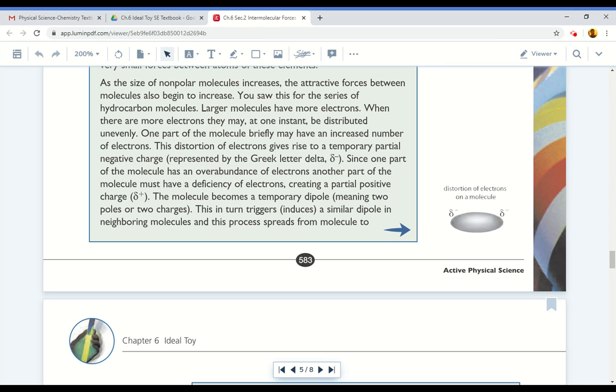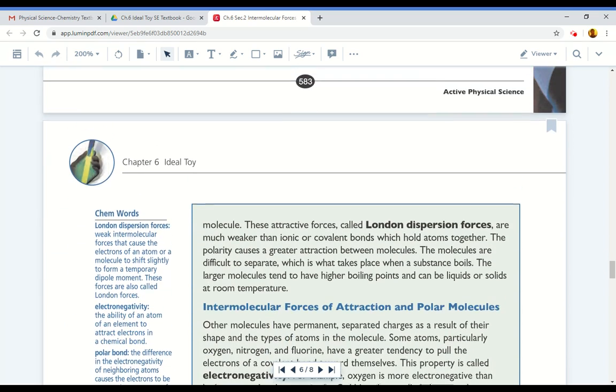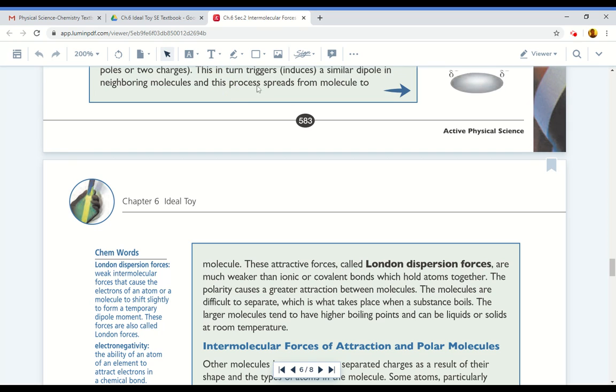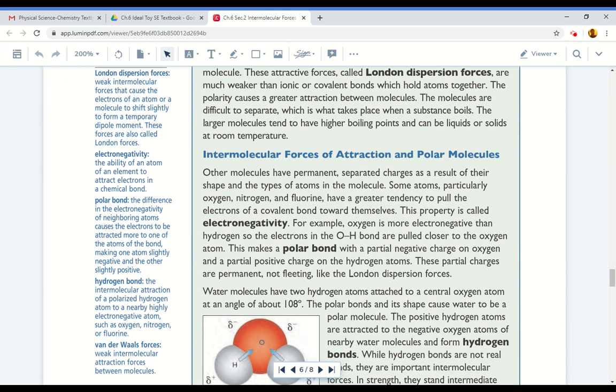This in turn triggers or induces a similar dipole in neighboring molecules, and this process spreads from molecule to molecule. These attractive forces, called London dispersion forces, are much weaker than ionic or covalent bonds, which hold atoms together. The polarity causes a greater attraction between two molecules. The molecules are difficult to separate, which is what takes place when a substance boils. The larger molecules tend to have higher boiling points and can be liquids or solids at room temperature.